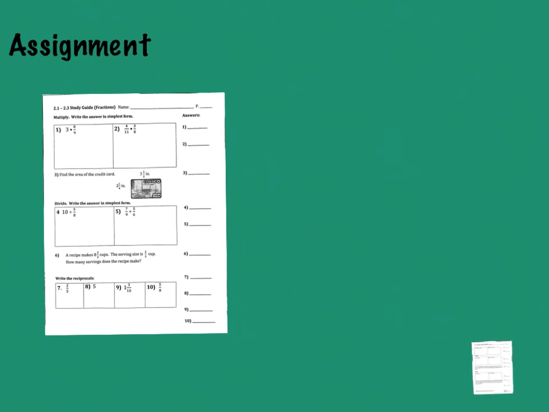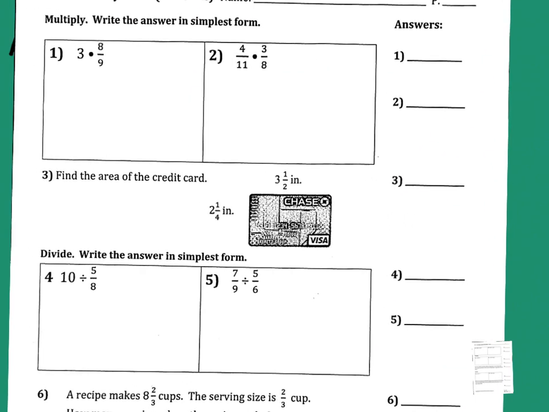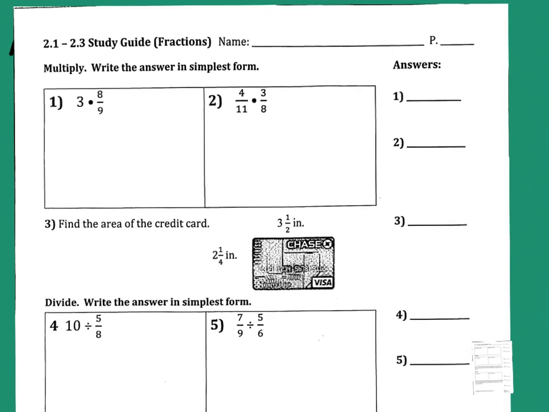I'm going to make this second page a little smaller so it's out of the way. So I'm going to take a look at this one. I am going to do number 1. Number 1 says 3 times 8/9. So I am going to go 3 over 1, because remember, a whole number over 1 doesn't change the value, times 8/9.